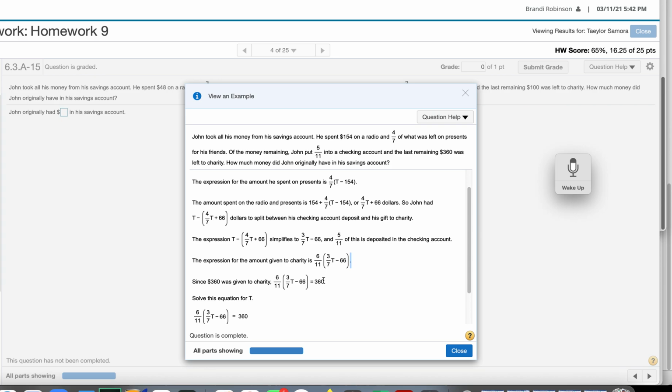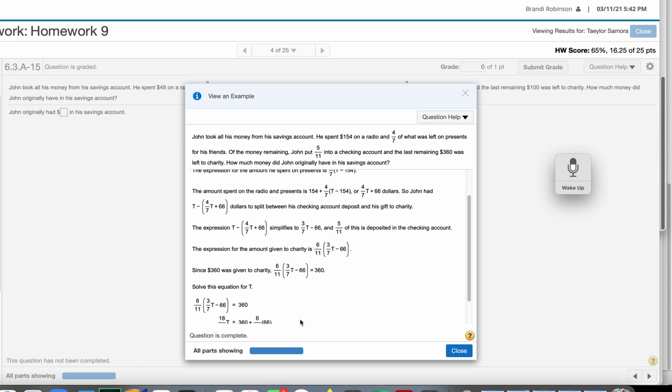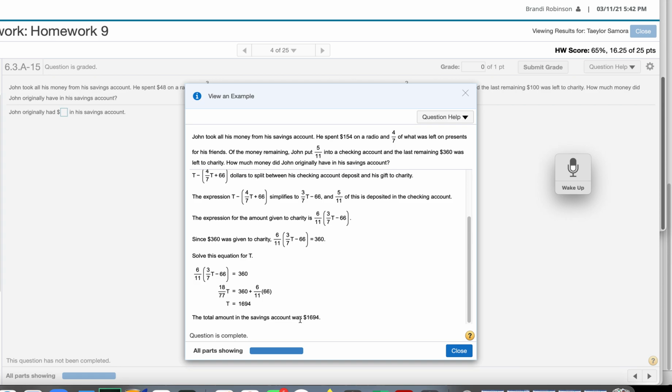And since I know that it was $360 that went to charity, I'm going to set it equal to 360 to solve the equation. So I'm going to do 6/11 times 3/7, which is 18 over 77. Then I'm going to do 6/11 times 66. And I'm going to get that value. Then I'm going to isolate my T by moving that value over to the right, and I get 1,694. So that is how you work through this problem.